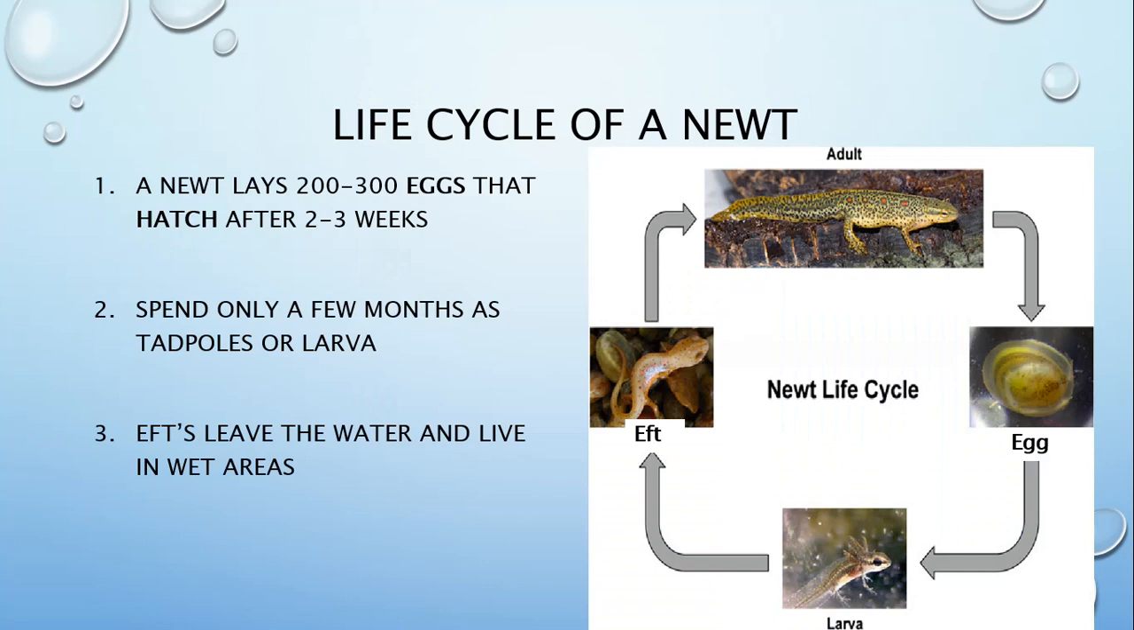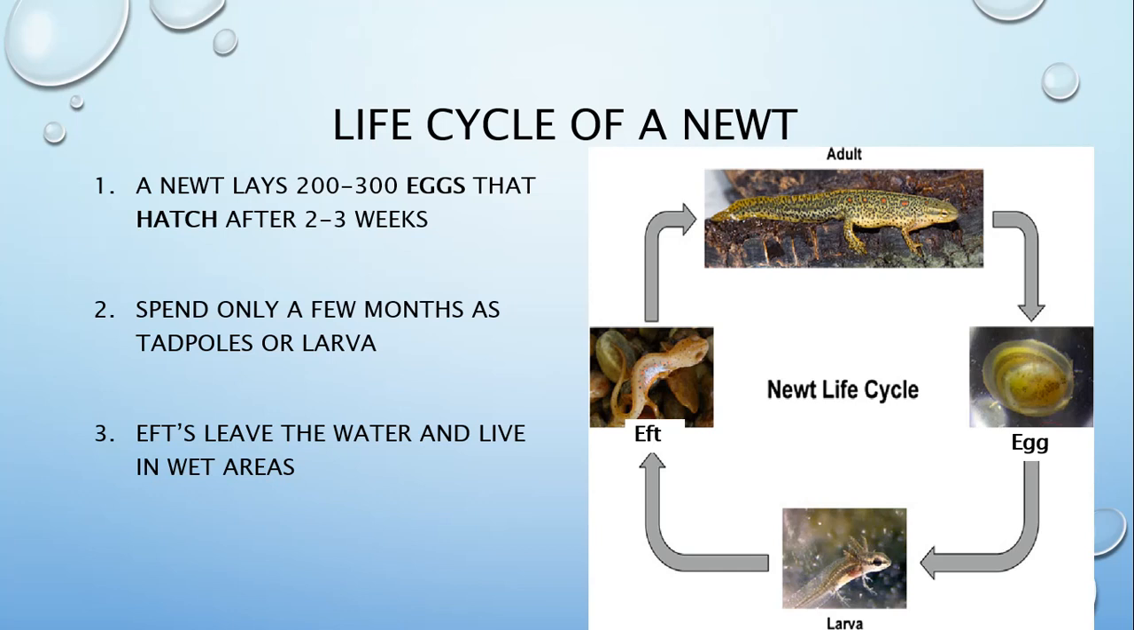But let's get going on the life cycle of a newt. So, different to a salamander, a newt lays 200 to 300 eggs, and the eggs hatch after 2 to 3 weeks. Okay? It only spends a few months as a tadpole or a larva, okay, which is the other word for tadpole.